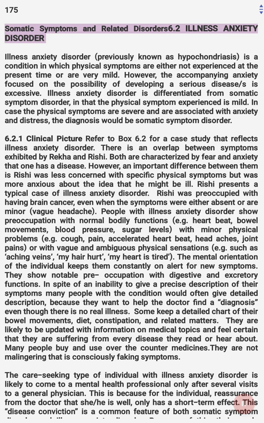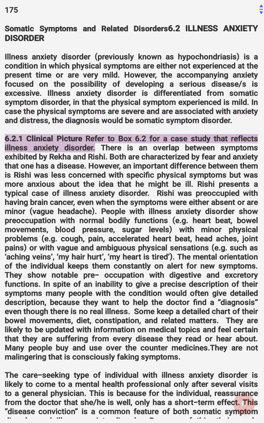6.2 Illness anxiety disorder. Illness anxiety disorder, previously known as hypochondriasis, is a condition in which physical symptoms are either not experienced at the present time or are very mild. However, the accompanying anxiety focused on the possibility of developing a serious disease is excessive. Illness anxiety disorder is differentiated from somatic symptom disorder in that the physical symptom experienced is mild. In case the physical symptoms are severe and are associated with anxiety and distress, the diagnosis would be somatic symptom disorder.